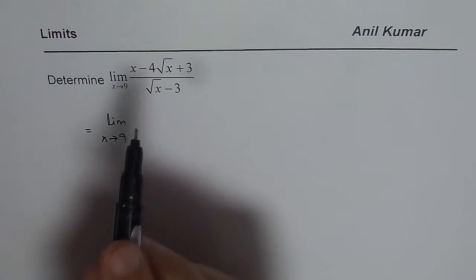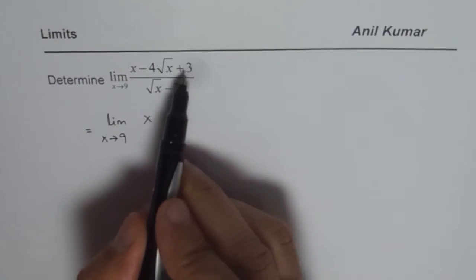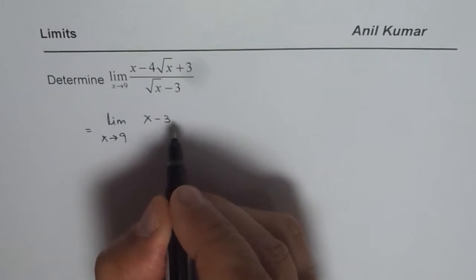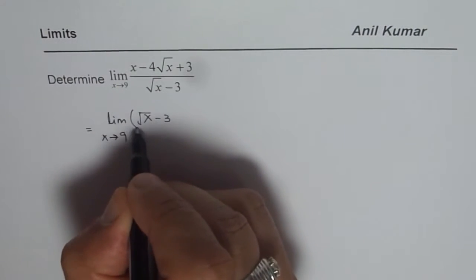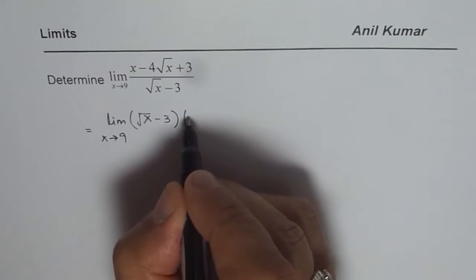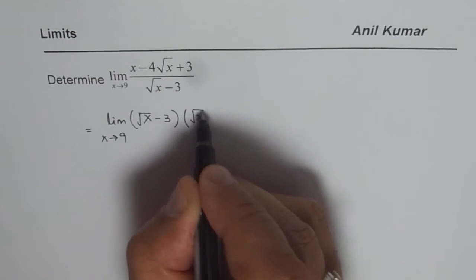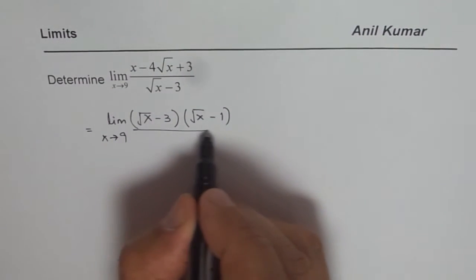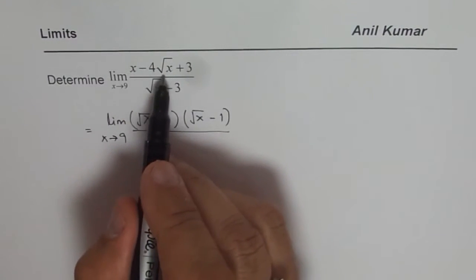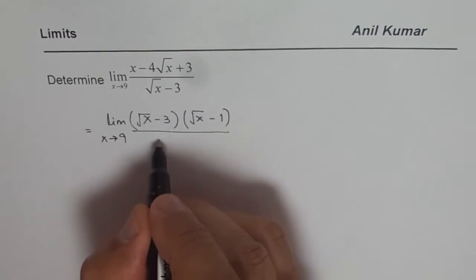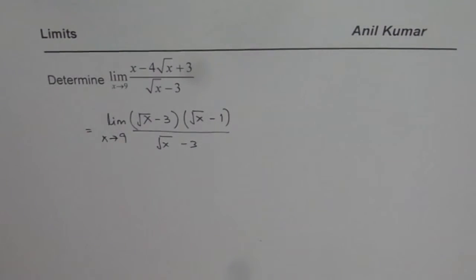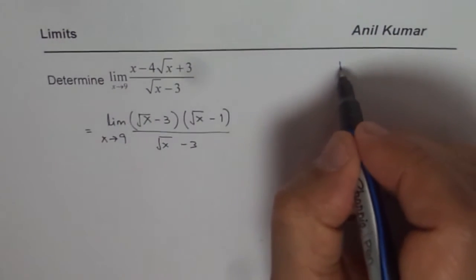equation. If I write this function as product of 3 and sum of minus 4, I could say (square root x minus 3) times (square root x minus 1). Then do I get x minus 4 square root x plus 3 or not? Check it out, right? So what I've done here is I've utilized the product.